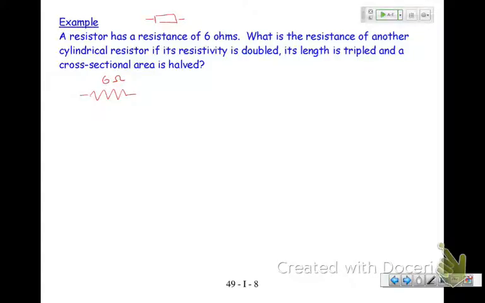And what is the resistance of another resistor that is twice the resistivity, its length is tripled, and its cross-sectional area is halved? So here's another resistor, but I don't know what the resistance is. The first thing to do is look and see what's in the question. I want to know the resistance, I'm given a resistivity, a length, and a cross-sectional area. So it's to jog your brain cells and go, R is equal to rho L over A. And I'm trying to find resistance, so I'll leave it like that.